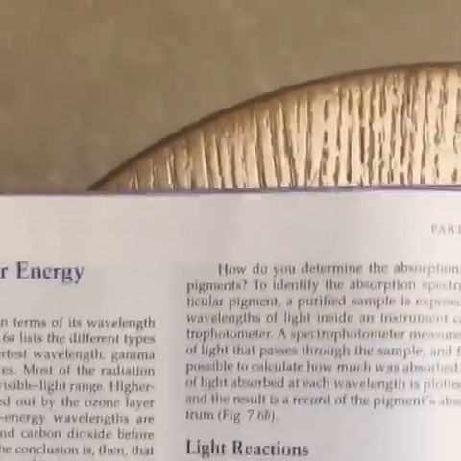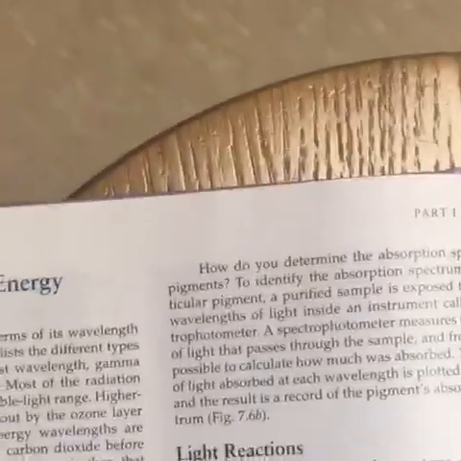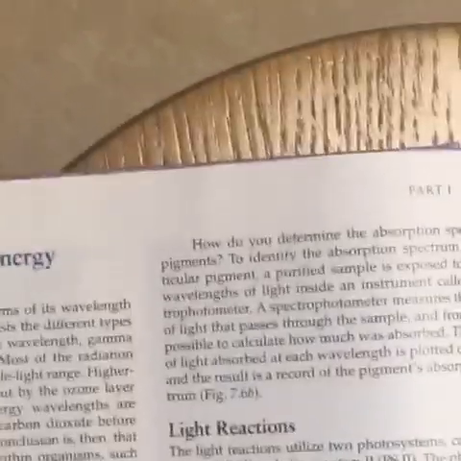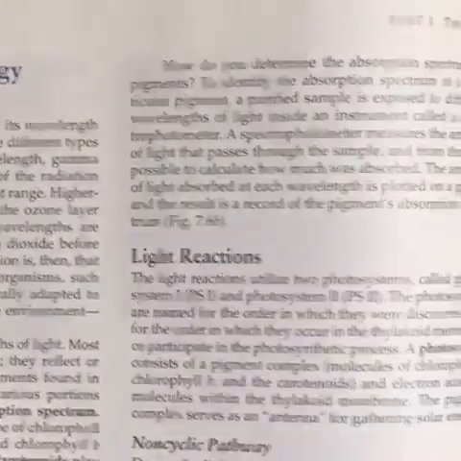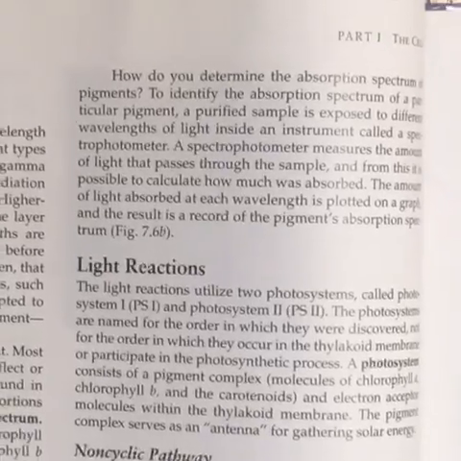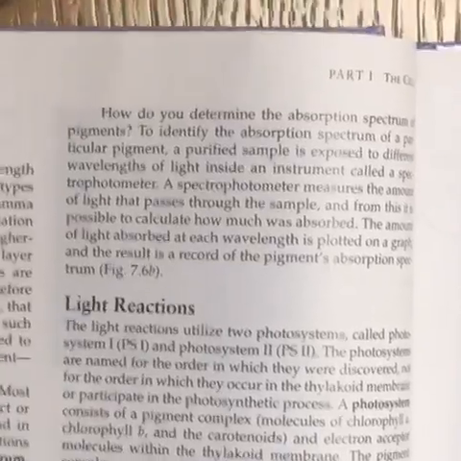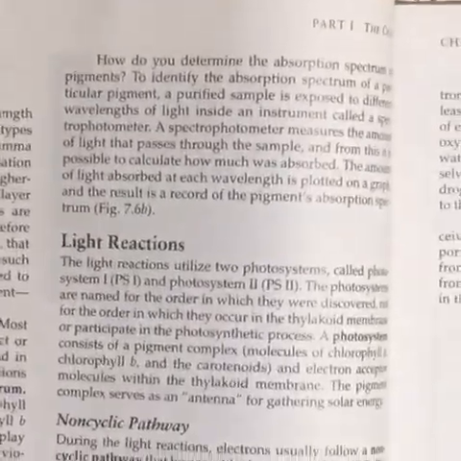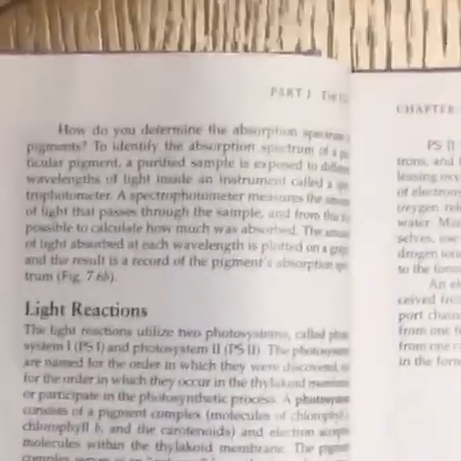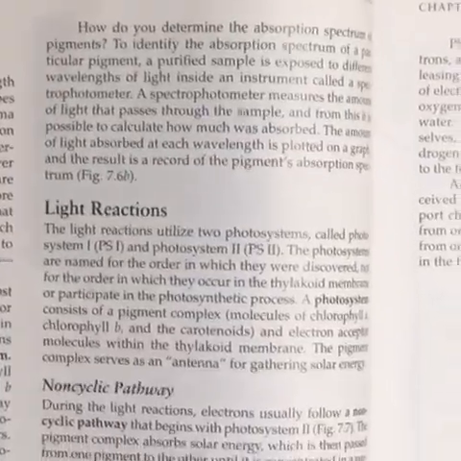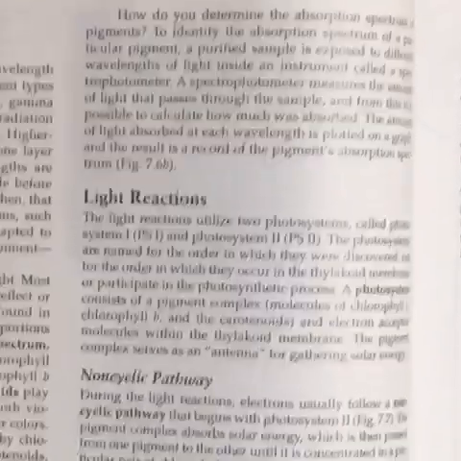The pigment complex serves as an antenna for gathering light. Non-cyclic pathway. During the light reactions, electrons usually follow a non-cyclic pathway that begins with photosystem 2. The pigment complex absorbs solar energy, which is then passed from one pigment to the other until it is concentrated in a particular pair of chlorophyll A molecules called the reaction center. Electrons in the reaction center become so energized that they escape from the reaction center and move to nearby electron receptor molecules.